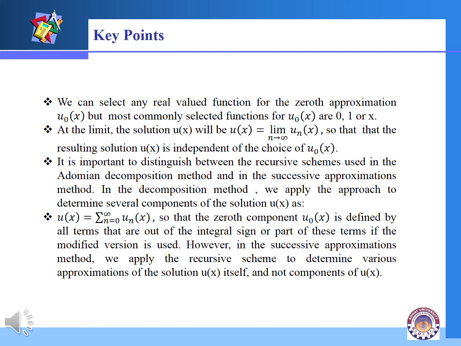Here we discuss some key points of the current method. Initially, we can select any real valued function for the zeroth or initial approximation u0 of x, but for simplicity we take u0 of x equal to 0, 1 or x. Second, in the limit, the solution u of x will be equal to the limit as n tends to infinity of un of x, so that the resultant solution is independent of the choice of u0 of x, which means that different choices of u0 lead to the same solution.